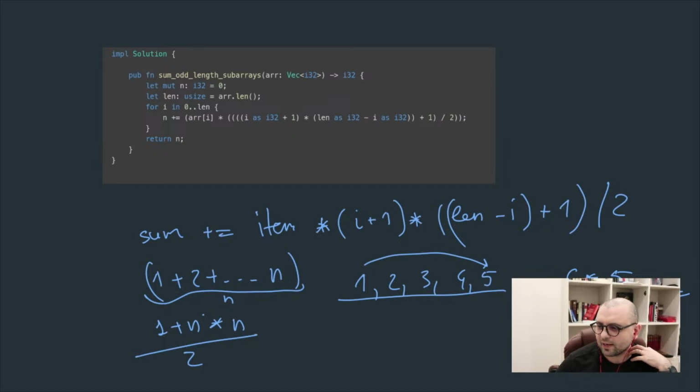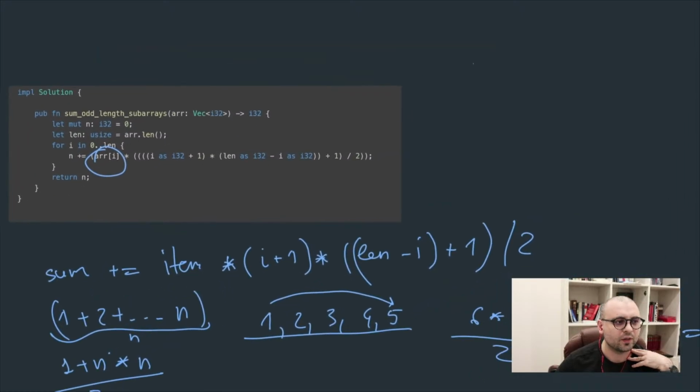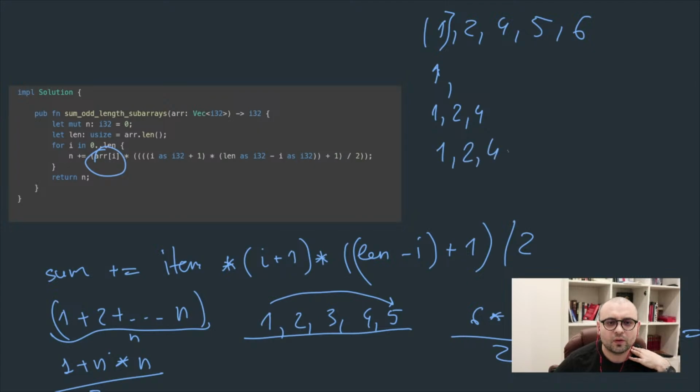Instead of doing n multiplied by n plus 1 divided by 2, he took the number and how many times it repeats in different scenarios. So for example, let's go with an example and try to understand it: 1, 2, 4, 5, and 6. If we go with 1, how many times will we see 1? It will be when it's single, when it's in 1, 2, 4, and when it's in 1, 2, 4, 5, and 6. So it's 3 times.